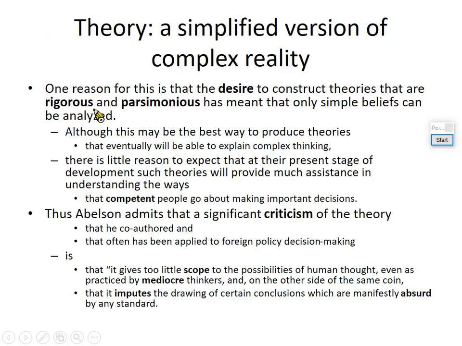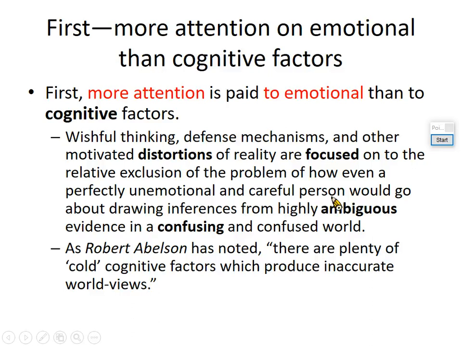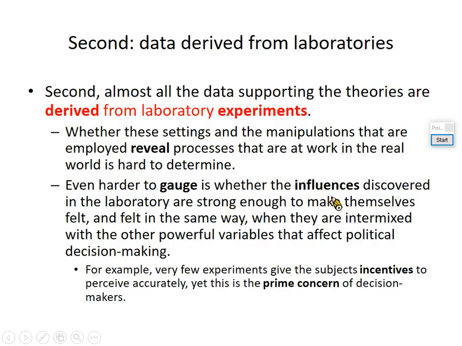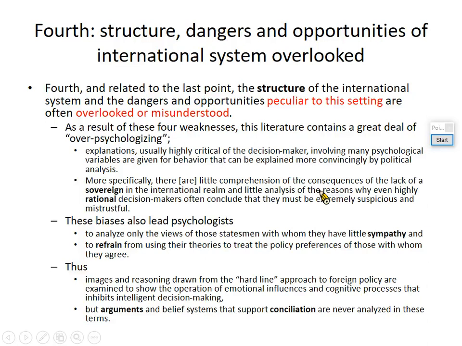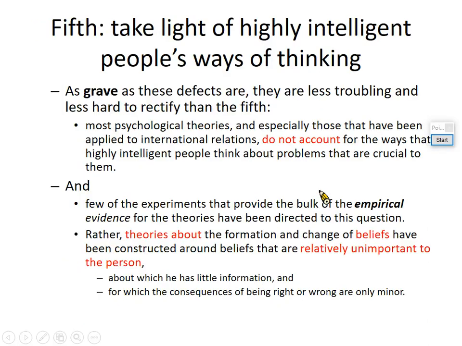Why? Because there are five major issues out there. And we can go back to look at the five major faults. The first one, they always emphasize emotional factors, not cognitive factors. And the second one is that most of the experiences learned from psychological studies are from laboratory, not from real life settings. And the third one is that there's a strong policy bias over there when they analyze. And the fourth one is that the very important structures, dangers and opportunities inside international settings are often overlooked by psychologists because they are not experts in this field, right? And the fifth one is they do not study enough about how those highly intelligent people make their decisions.